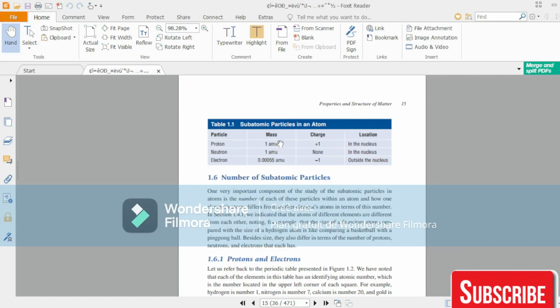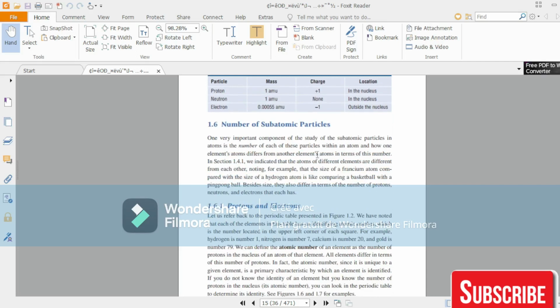As you can see here, table 1.1 lists the subatomic particles in an atom. We have particle, mass, charge, and location. For the proton, the mass is 1 amu, the charge is +1, and the location is in the nucleus. For the neutron, the mass is also 1 amu, the charge is none, and the location is also in the nucleus. For the electron, the mass is 0.00055 amu, the charge is -1, and the location is outside the nucleus.